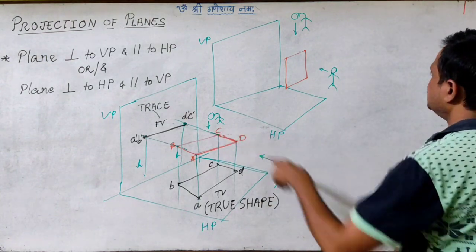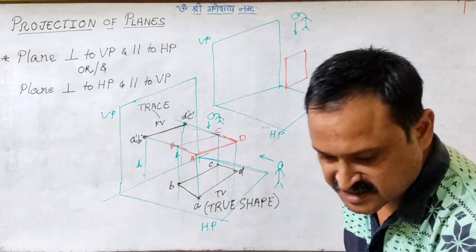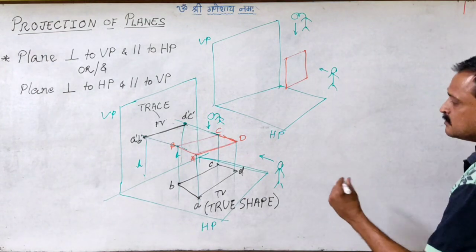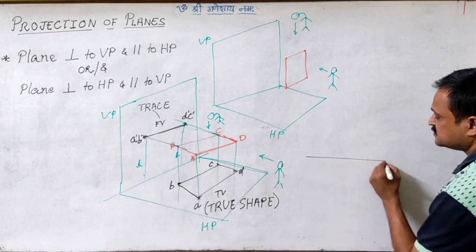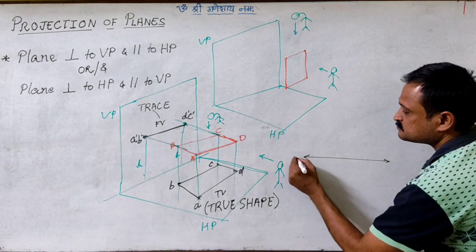So if you want to see what the orthographic projection for this one can be, this is the reference line XY.